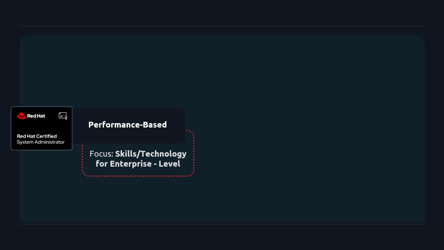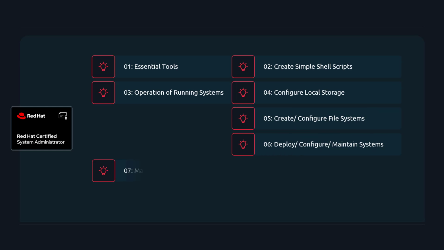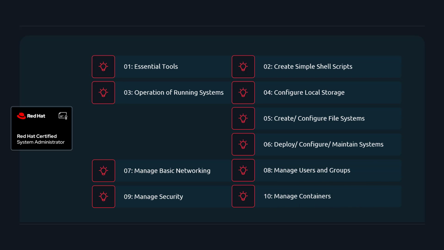The RHCSA exam is divided into 10 domains of knowledge: essential tools, create simple shell scripts, operation of running systems, configure local storage, create and configure file systems, deploy, configure, and maintain systems, manage basic networking, manage users and groups, manage security, and manage containers. And the RHCSA exam is specific to Red Hat's Enterprise Linux distribution, so in addition to broadly applicable skills common to all Linux systems, the exam covers skills and procedures that are found in the RHEL product.